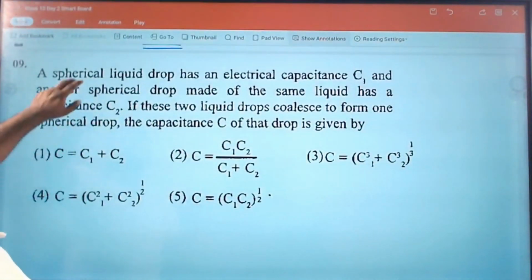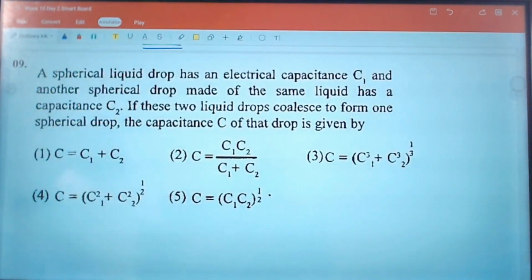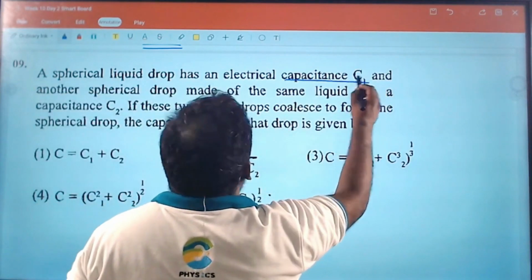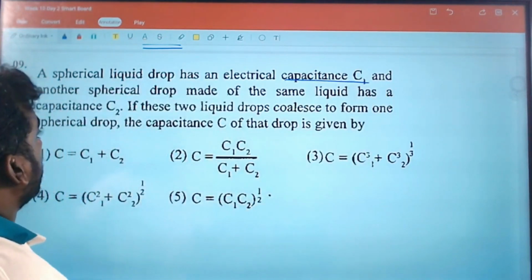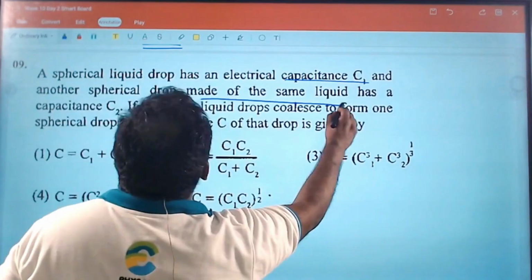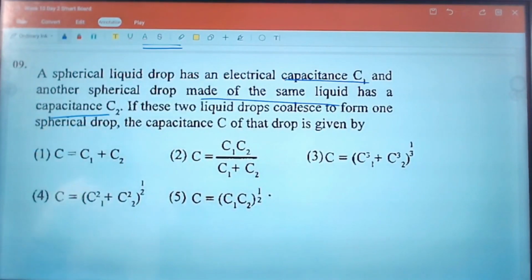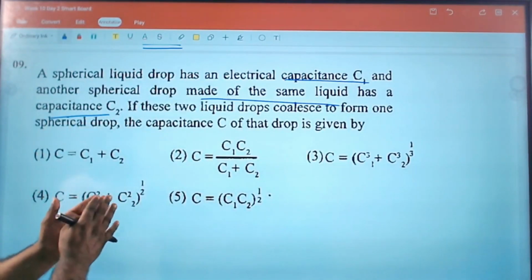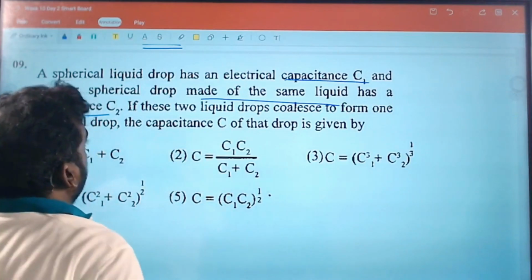Question number 9. A spherical liquid drop has electric capacitance C1 and another spherical drop made from the same liquid has capacitance C2. If these two drops are coalesced together to form one drop, what will be the capacitance?